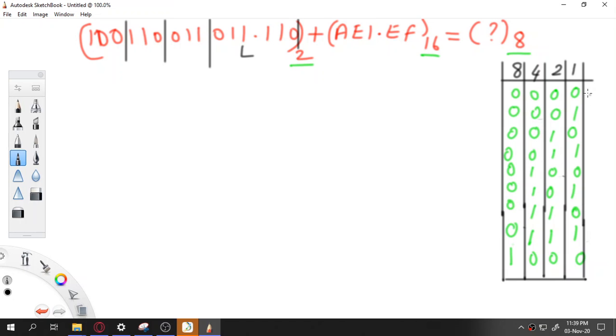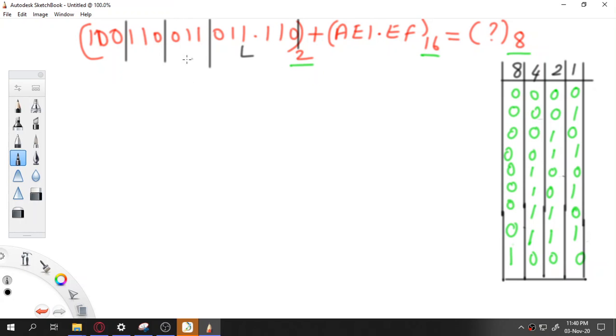So, how to form this table? Just write 1, 2, 4, 8, the powers of 2, and then alternate zeros and ones in the first column, alternate 2 zeros and 2 ones in the second column, alternate 4 zeros and 4 ones in the third column, and alternate 8 zeros and 8 ones in the fourth column. It's a shortcut to make things faster.